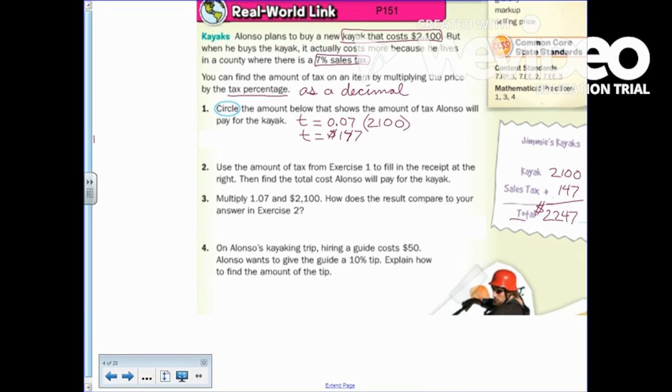Now it says multiply 1.07 times $2,100. How do the results compare to your answer in exercise 2? Why don't you go ahead and do that right now? Take your calculator and multiply 1.07 times $2,100 and see what you get.